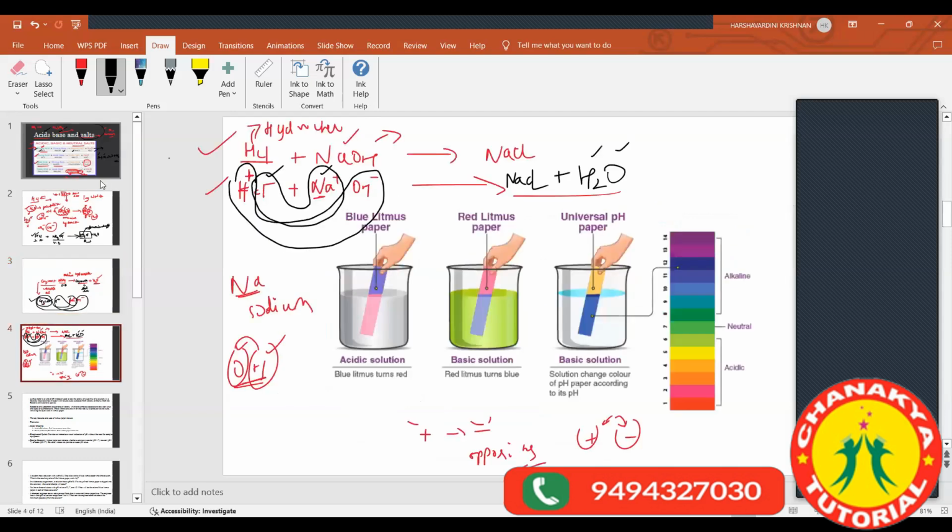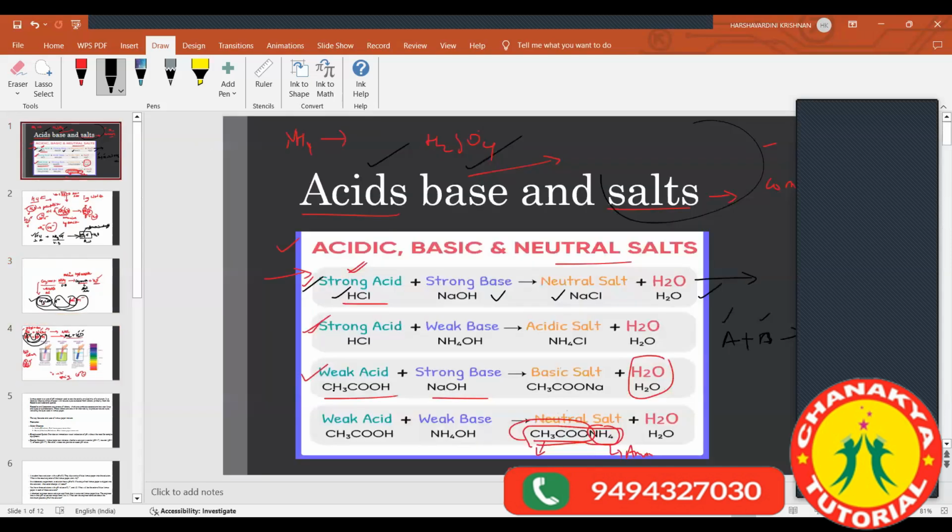Okay. Now going to the fourth one. The first combination was strong acid and strong base. The second combination was strong acid and weak base. The third combination was weak acid and strong base. And in the fourth combination, both are weak. So you will again get a neutral salt. If both are strong or both are weak, again you will get a neutral salt.